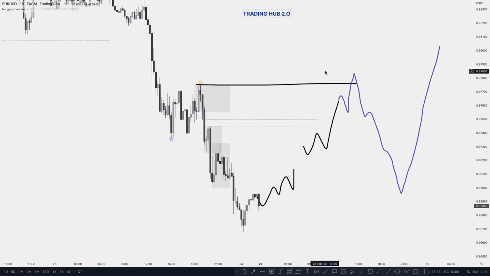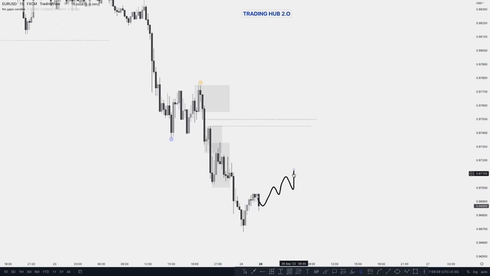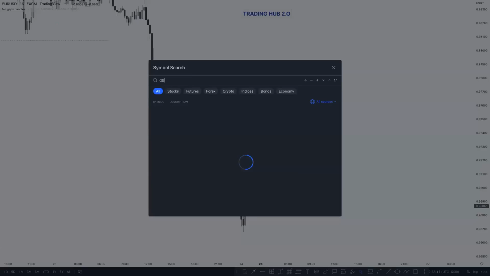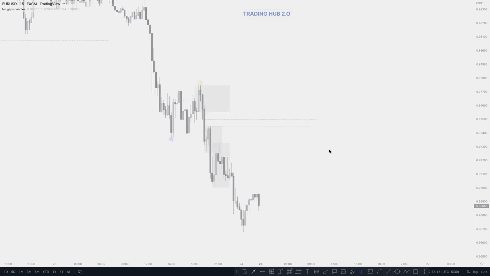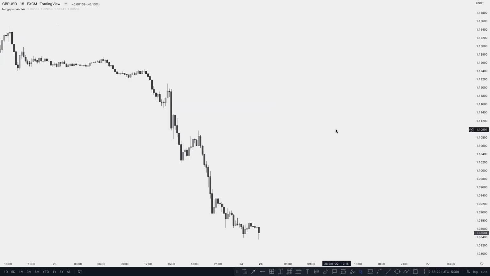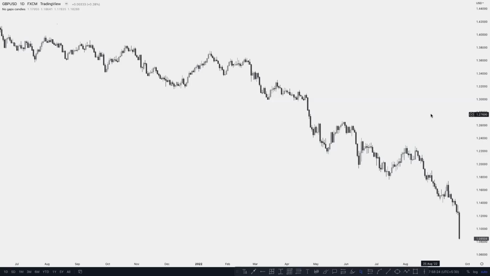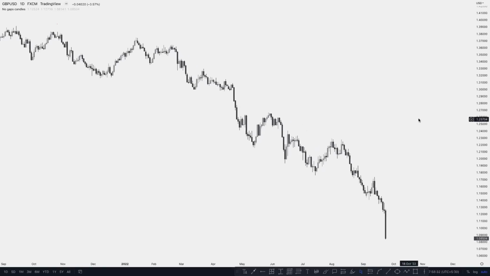Okay, so now let's switch to another pair. It's GBP, and after that let's see. So GBP is still bearish and continues falling into downside. And now what is a possible scenario is here.